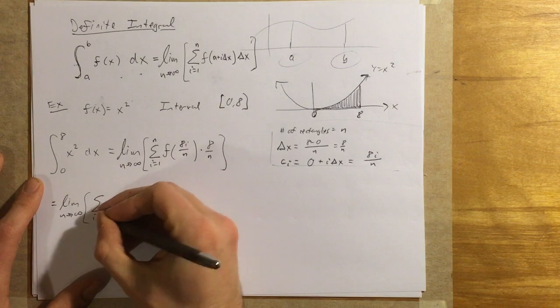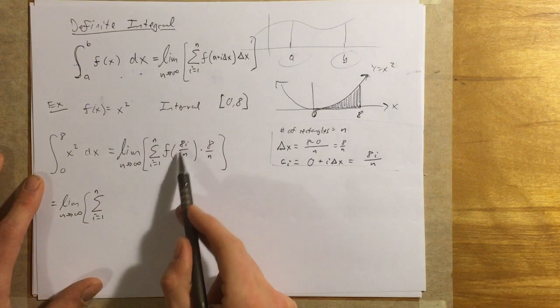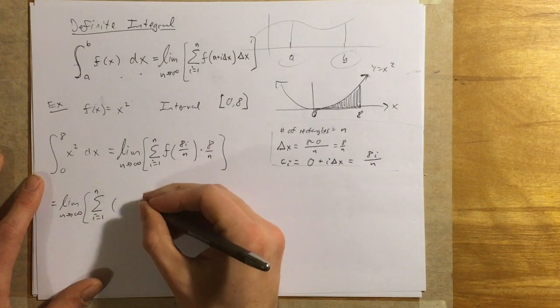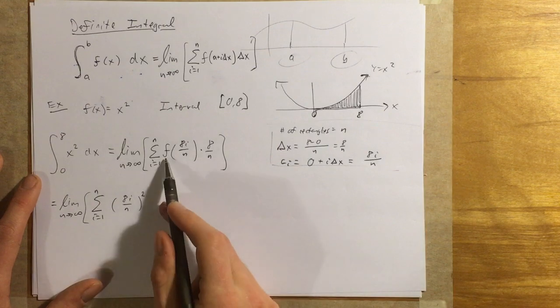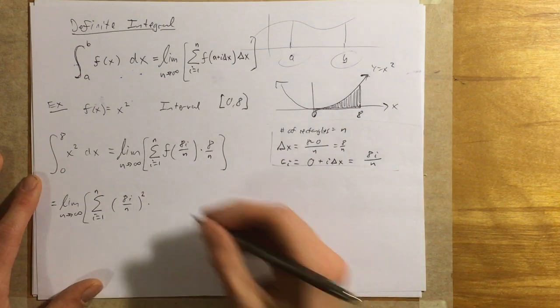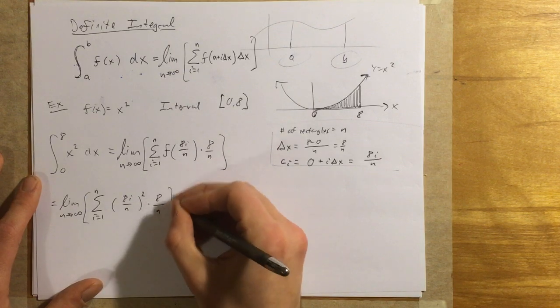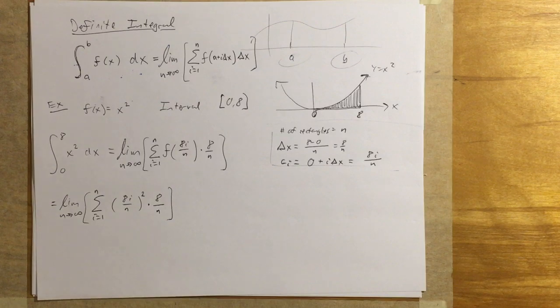I'm going to have the sum, i equals 1 to n. So now we have to apply the function x squared with the inputs 8i over n. What I'm going to do for that is put the 8i over n in parentheses and then square it. So there's the squaring function being applied here. I still have to multiply by 8 over n. Okay, there we go. So now it's time to start simplifying.